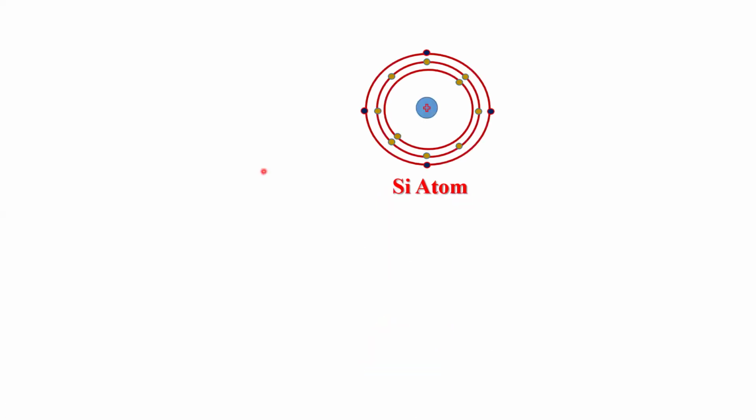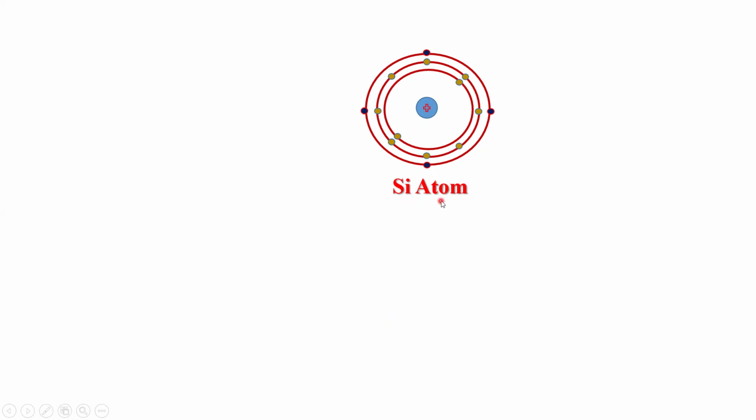Hello all, welcome back. In this module, we are going to talk about the energy levels in an atom. In our previous module, we talked about the semiconductor atoms. As you can see in the picture, you are given a silicon atom.